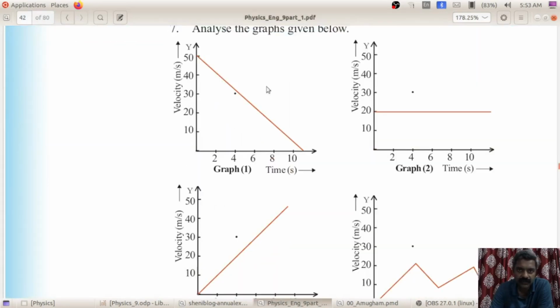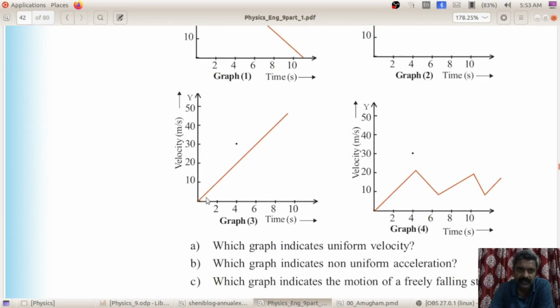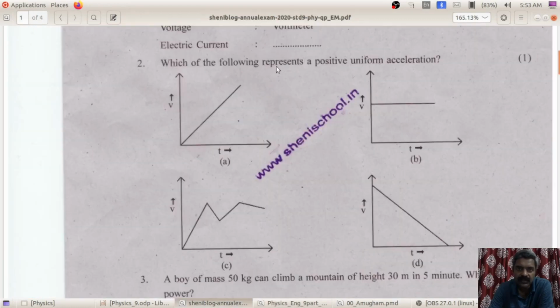Which of the following represents a positive uniform acceleration? Here we are given 4 graphs. In the first graph, the velocity decreases as the time increases, so there is a negative acceleration. In the second graph, the velocity is constant, which means that there is no acceleration. In the third graph, velocity increases as time increases, and it is a positive uniform acceleration. The velocity changes continuously when time increases. Which graph represents a positive uniform acceleration? Here it is graph A.